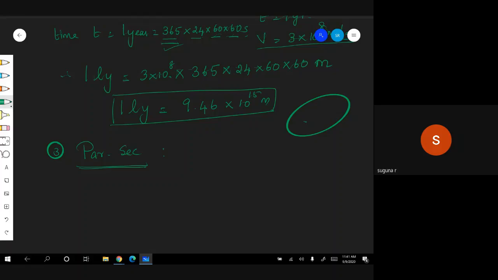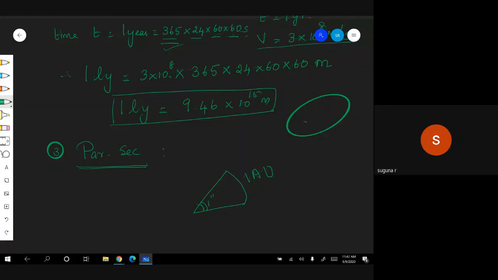It is the radius of the circle at the center of which an arc of length 1 astronomical unit subtends an angle of 1 second.